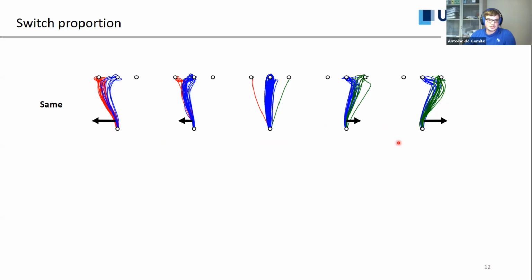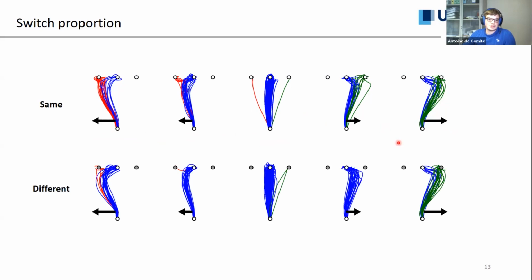And if we now introduce the variation in reward, in which we decrease the reward of the lateral target, with no perturbation, we observe similar behavior as before. But as we introduce the perturbation, at least for this subject, there seem to be way fewer trials that switch to this lateral target.